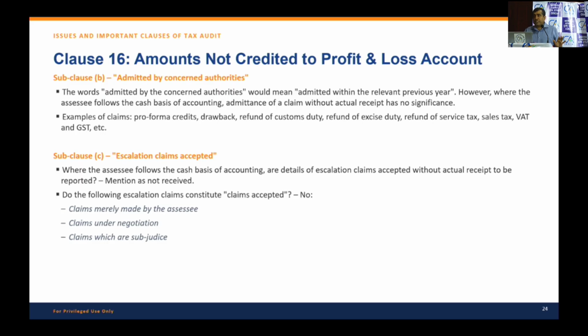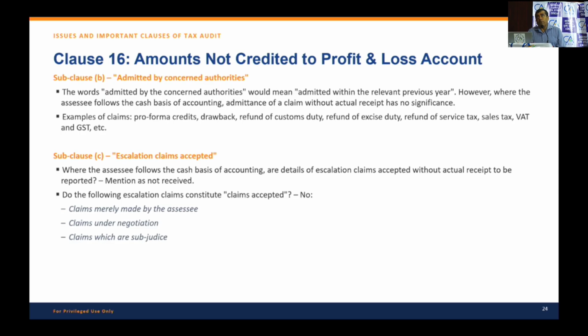Typically or largely, it should not be a problem if one is following the mercantile system, because in the mercantile system, the moment something is admitted by the authority, it is to be recorded as income. And if you report here, it needs to be reported there. But if we have recorded those amounts, which are already forming part of my P&L, then it will not come here. So these are the ones which should actually be coming in the P&L.